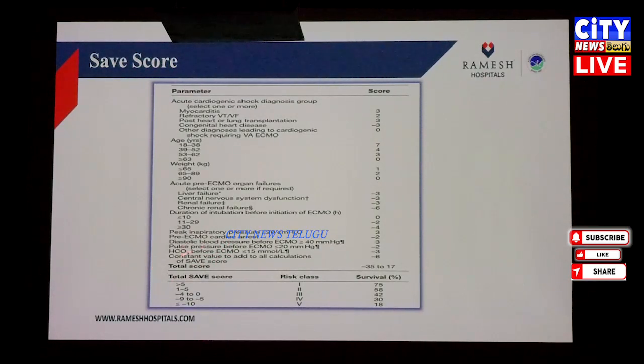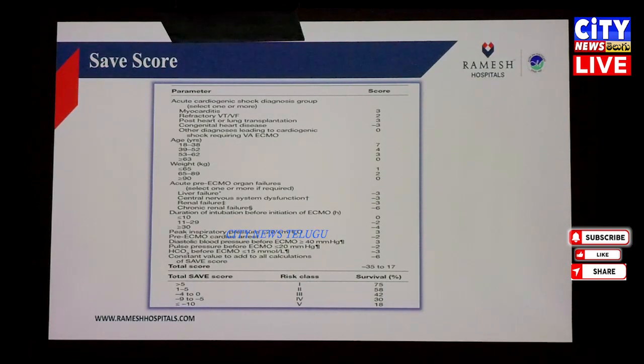What was the acid level, meaning the ABG levels? What was the acid? What was the bicarb level? All those things. There are points given. You add all those points, and based on that you achieve the total SAVE score. Now, based on the score, you can predict the percentage survival in this patient.